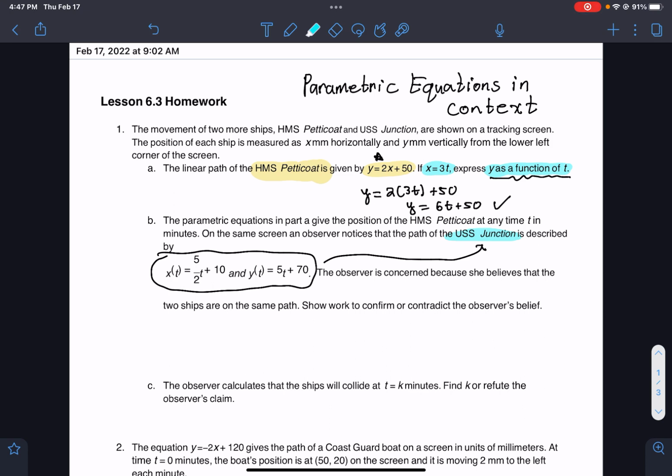So to see if they go on the same path, I think it would be useful to know what is the rectangular equation for Junction, right? Because we know that 2x plus 50, we know what that graph looks like. But what we're trying to figure out is what is the path for this new boat.